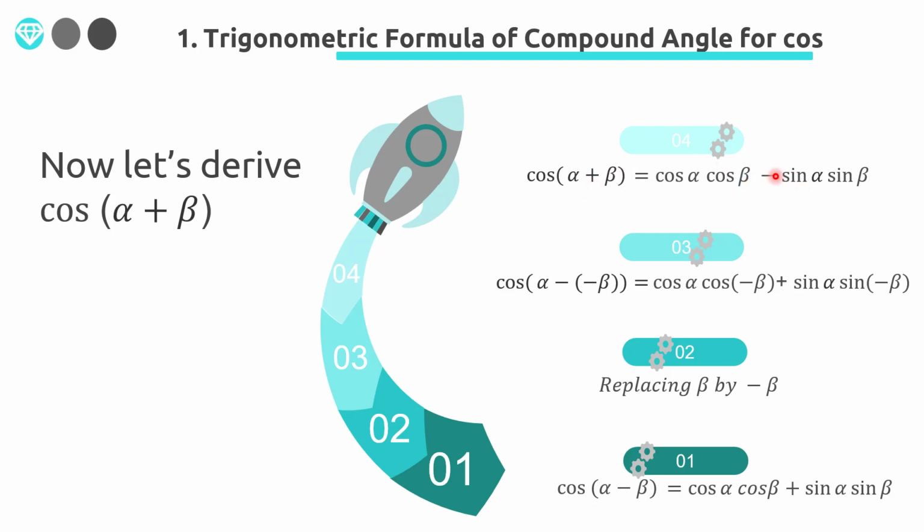You can see these are the changes. At first, it is plus. Now it becomes minus. So you can see when alpha is subtracted by beta, this side is plus. But if alpha is added by beta, this side will be negative. You can see the difference, right?